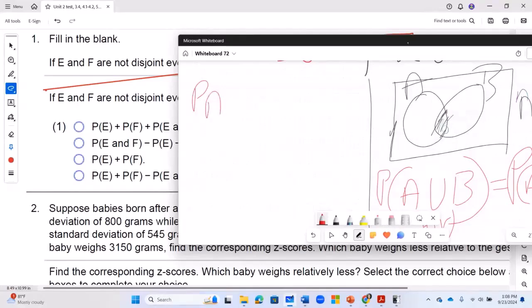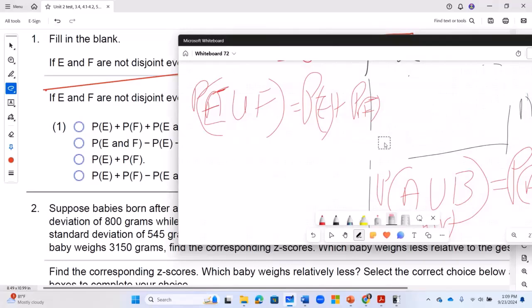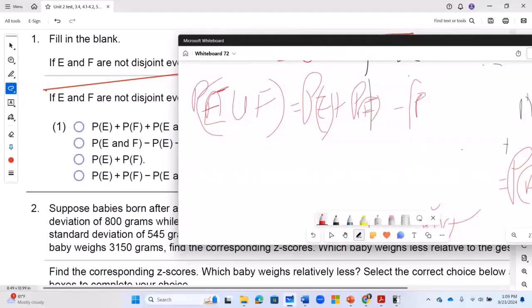Which of my answers says the probability of E union F is equal to the probability of E plus the probability of F, minus the probability of E intersection F? Remember it is intersection.